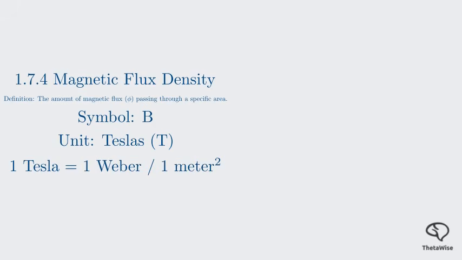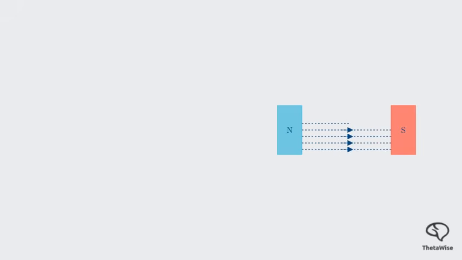So a flux density of 1 Tesla means there's 1 Weber of magnetic flux passing through an area of 1 square meter. Imagine a magnetic field between 2 poles. The flux density B is a measure of how many flux lines are packed into that area.